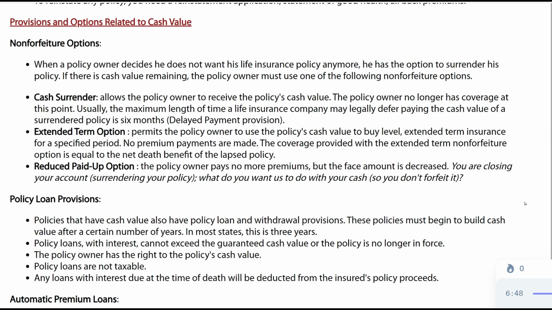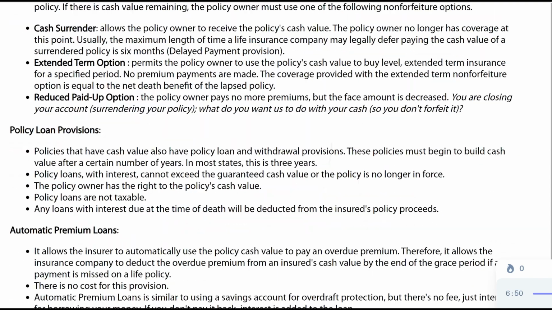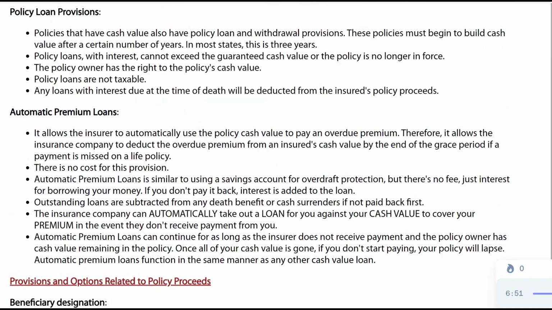Policy loan provisions. Policies that have cash value also have policy loan and withdrawal provisions. These policies must begin to build cash value after a certain number of years. In most states, this is 3 years. Policy loans with interest cannot exceed the guaranteed cash value or the policy is no longer in force. The policy owner has the right to the policy's cash value. Policy loans are not taxable. Any loans with interest due at the time of death will be deducted from the insured's policy proceeds.